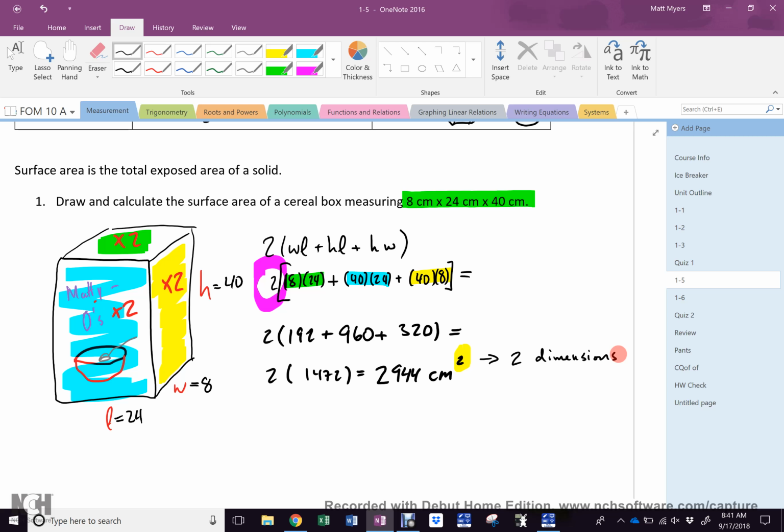Everybody okay? Everybody was able to get that with their calculator? Javon? I was about to say that's a three-dimensional object, yes? Why is it only two dimensions? That's what Javon just asked. There's three dimensions in the drawing. Why is the answer squared?